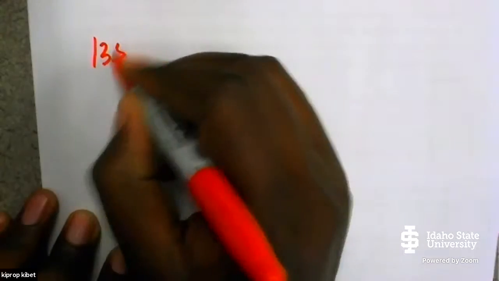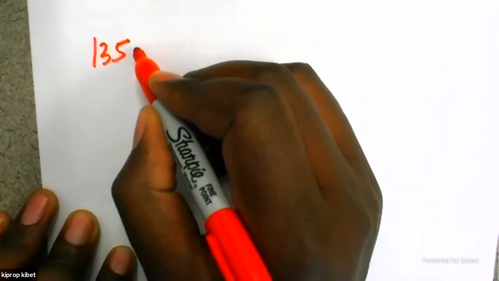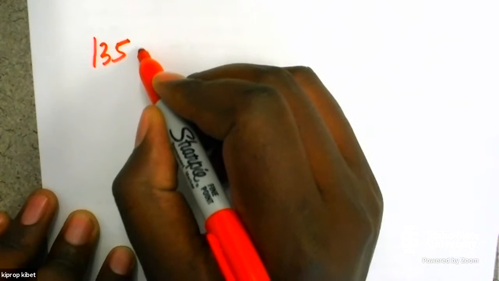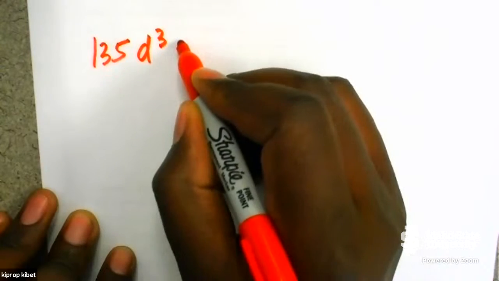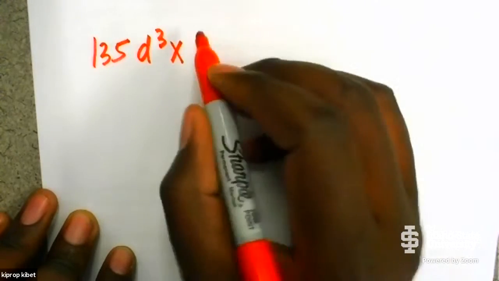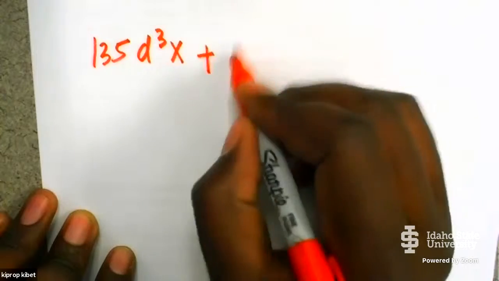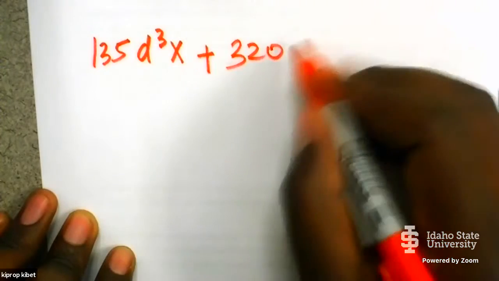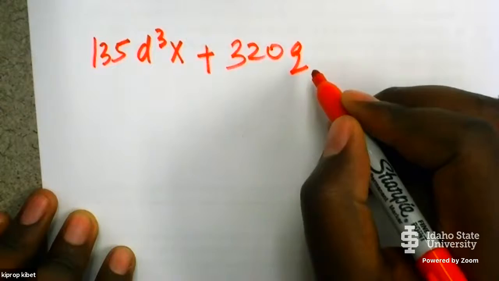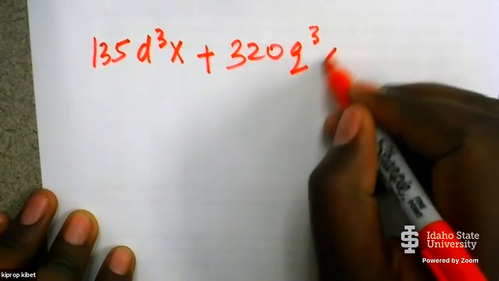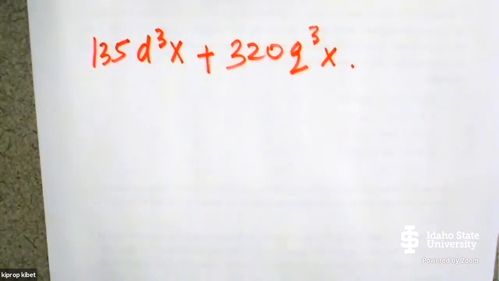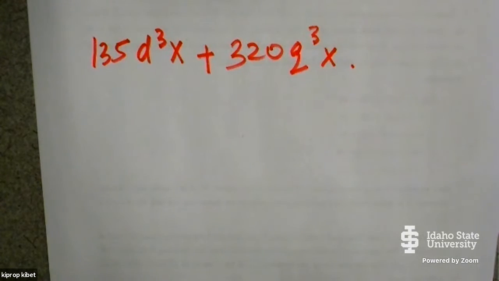I think it's 135 D cubed x plus 320 Q cubed x. So you need to factorize this, right?